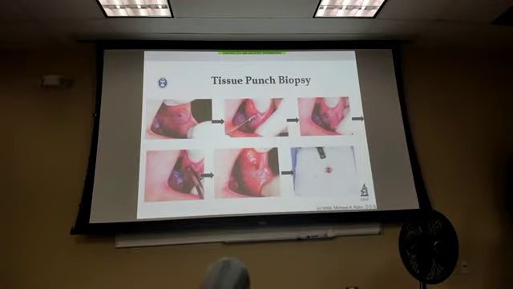Tissue punch biopsy, step by step. You will feel yourself go into the sub-Q, and then you know that you've gone far enough.